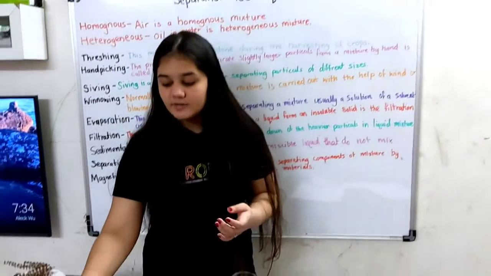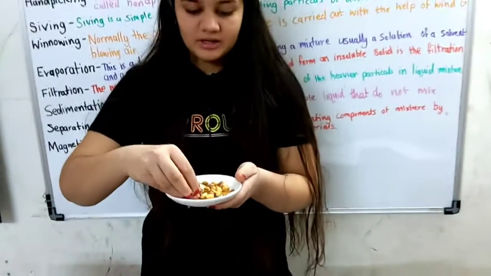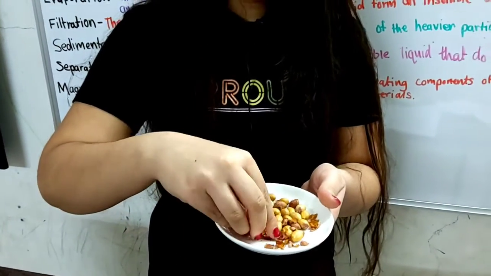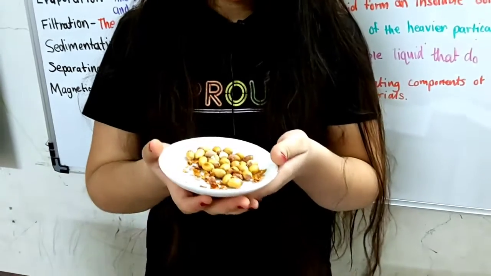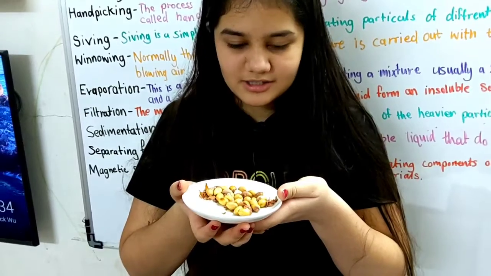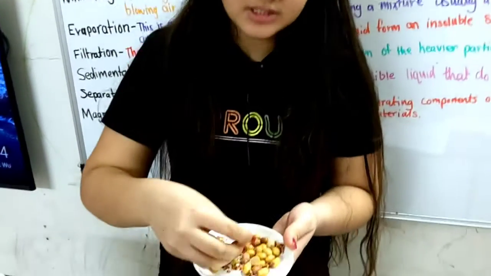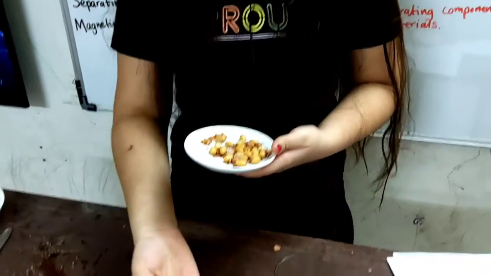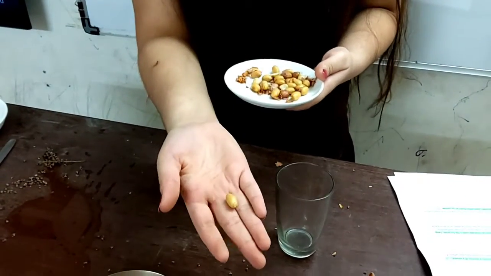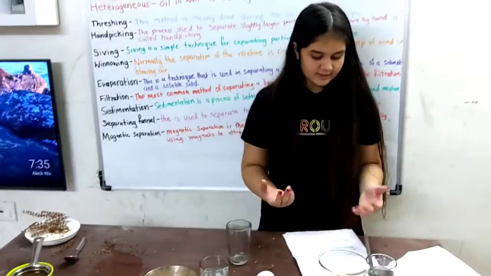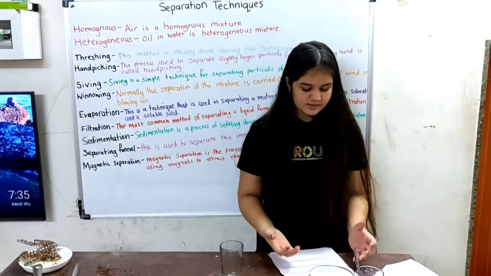So basically, winnowing is like this. Here I have some peanuts, and these are the peels of the peanuts. When I blow on it, all of this comes out. Now it got separated, because all the peels came out and now I have the full peanuts. So this is another separation technique, which is known as winnowing.